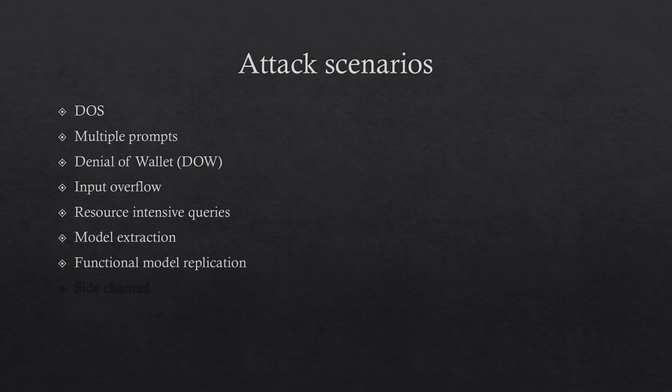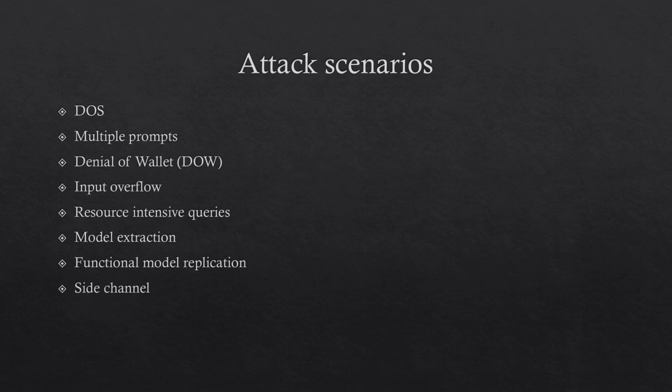Functional model replication via synthetic data. In this method, the attacker uses one LLM to generate synthetic data, which is artificial examples mimicking real-world queries and responses, and uses it to fine-tune another model. This process can result in functional replication, where the attacker creates a cloned model that behaves similarly, potentially bypassing the ethics or safety controls of the original model.